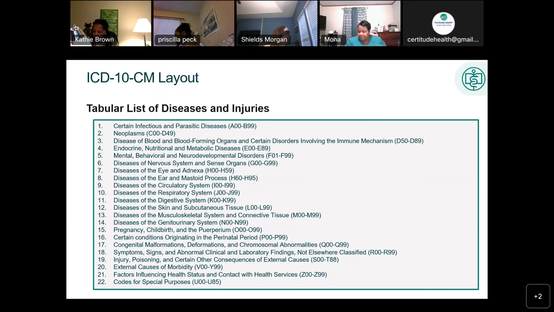I want to do one more example. This one's going to be a hard one. All right, last one. I'm going to type it in the chat box. Everybody has access to be able to see the chat box, right? Yes. So if you have your practical application book, it's number 2. It is chronic non-intractable migraine headache with status migrainous.